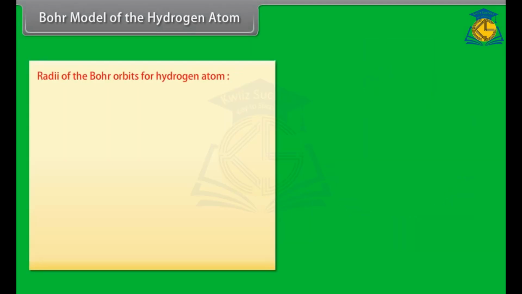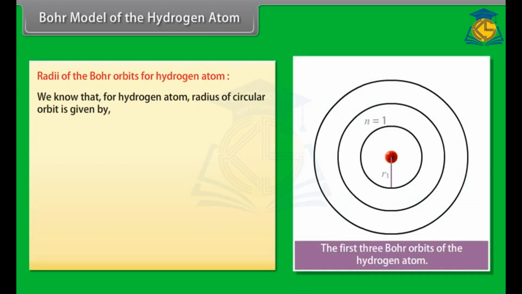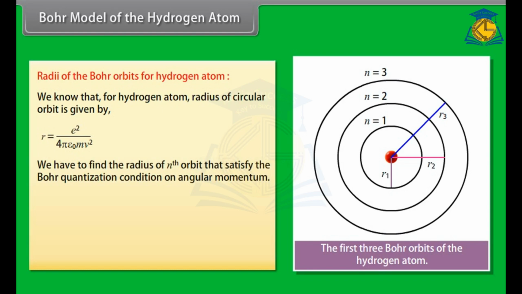Radii of the Bohr orbits of hydrogen atom. We know that for the hydrogen atom, the radius of a circular orbit is given by e square upon 4 pi epsilon naught m v square. We have to find the radius of the nth orbit that satisfies the Bohr quantization condition on angular momentum. Ln is equal to the product of m, Vn and Rn, which equals nh upon 2 pi, where n is equal to 1, 2, 3 and so on.